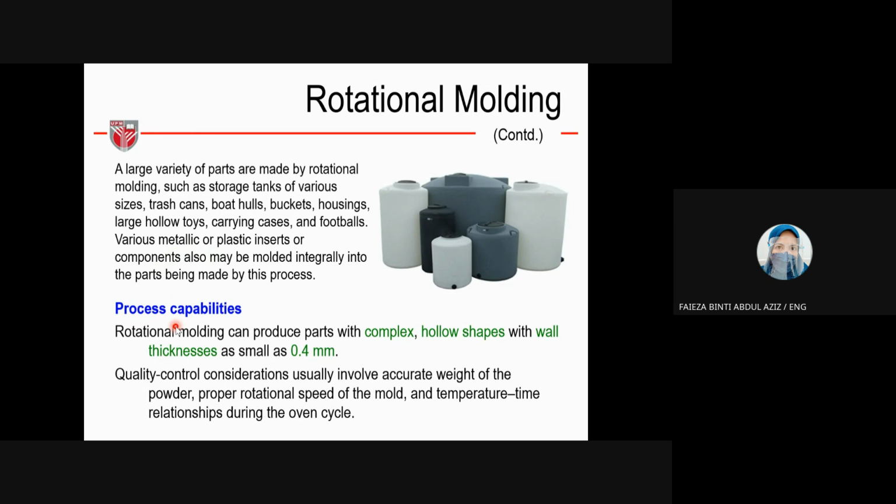So the process capabilities: rotational molding can produce parts with complex hollow shapes with wall thicknesses as small as 0.4 mm. The quality control considerations usually involve accurate weight of the powder, proper rotational speed of the mold, and also the temperature-time relationship during the oven cycle.